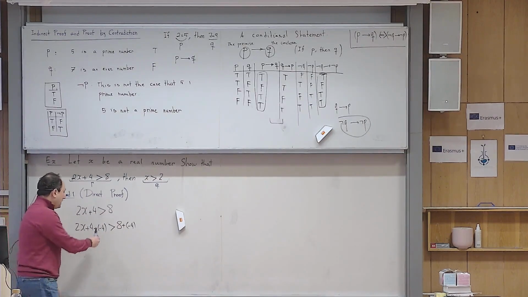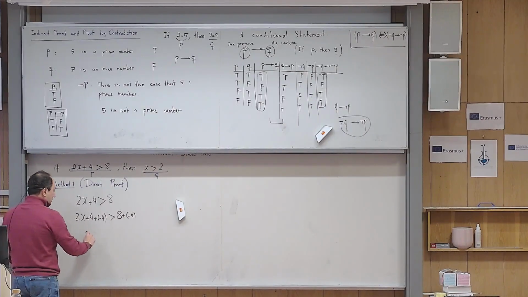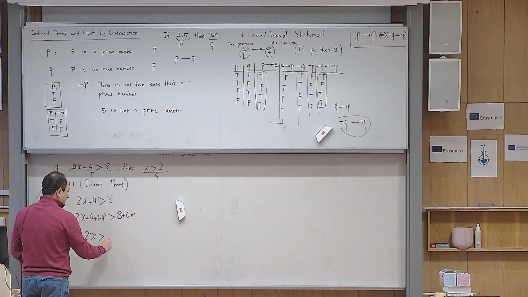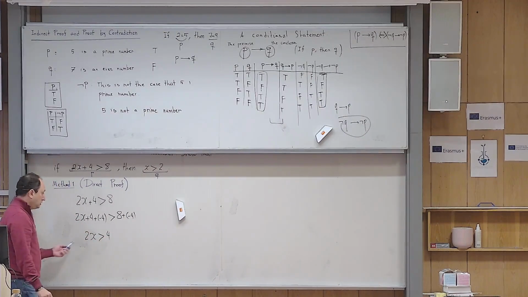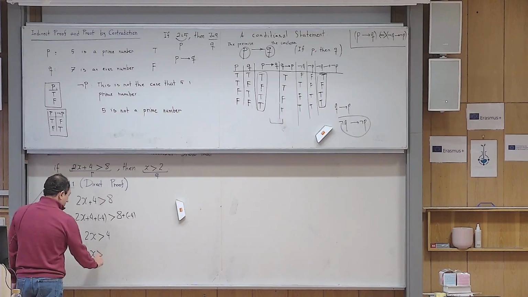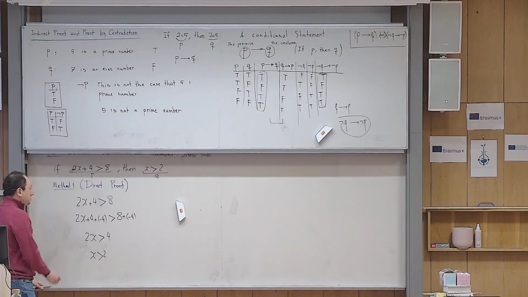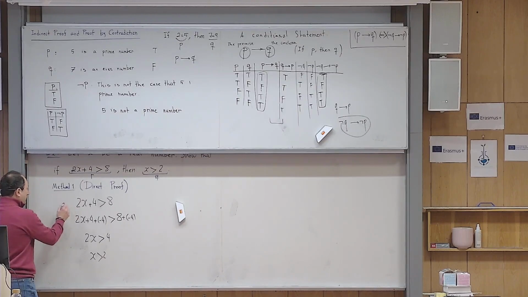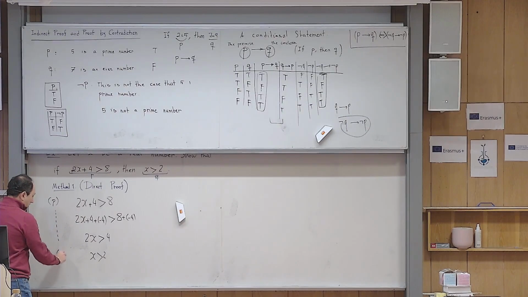But then what happens? Minus 4 and 4 are cancelled, so 2x is greater than 4. And then I divide everything by 2, x greater than 2, end of the story. So you see, I have started with P. This is my P. I continued and I reached Q. So this is the direct proof. But, which was very simple.